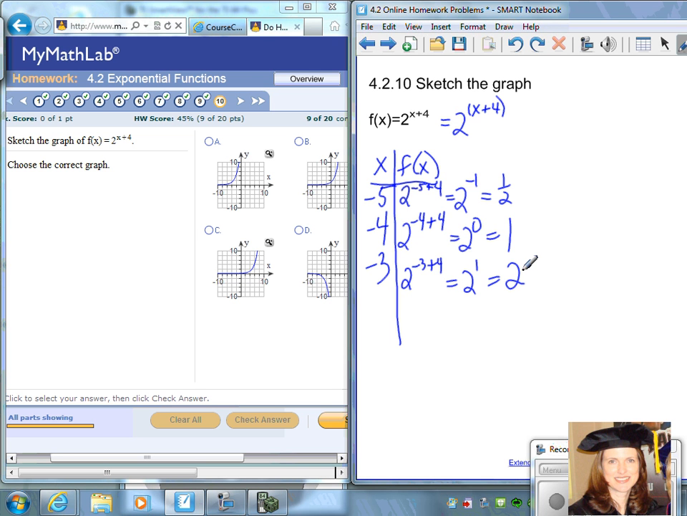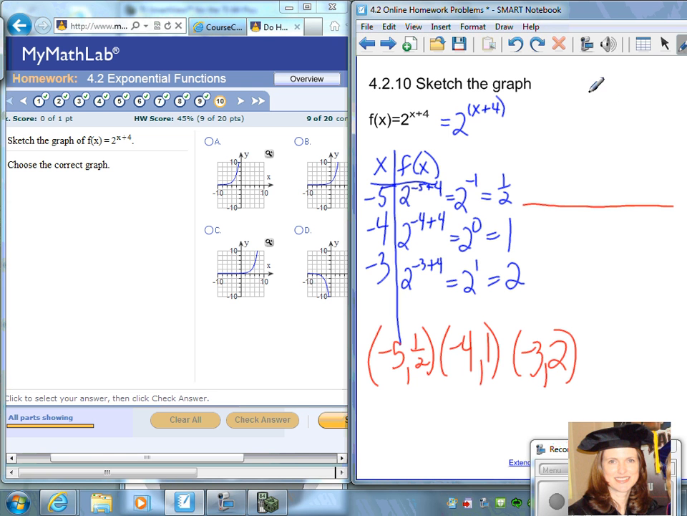So these are your 3 points that you're going to use when you're sketching the graph. (-5, 1/2), (-4, 1), and (-3, 2). You can plot those. -5, 1/2, -4, 1, -3, 2.